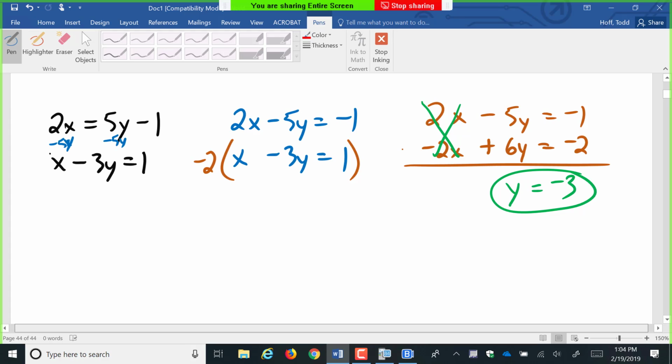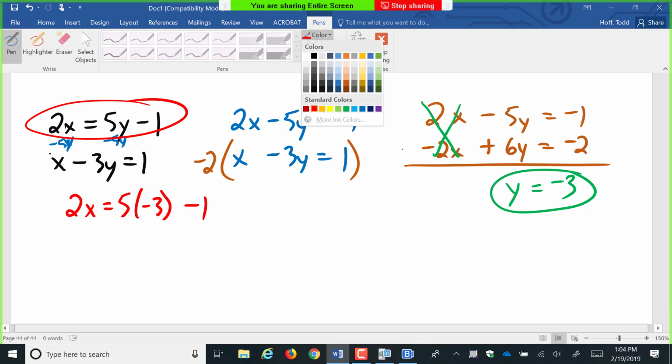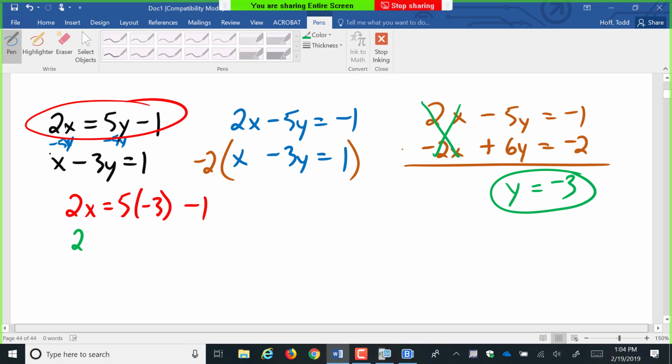So now what are we going to do with it? Okay, so which one are we going to put it into? Use the top one. So 2x equals 5 instead of y. We're going to put in negative 3 minus 1. And so 2x equals 5 times negative 3, which is negative 15, minus 1. What is negative 15 minus 1? Negative 16.